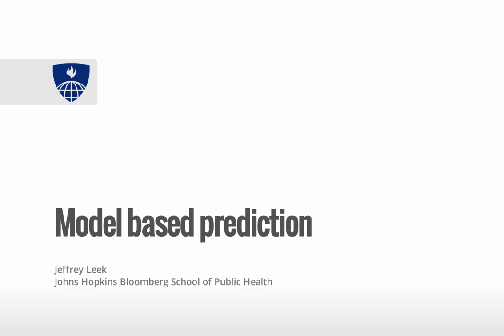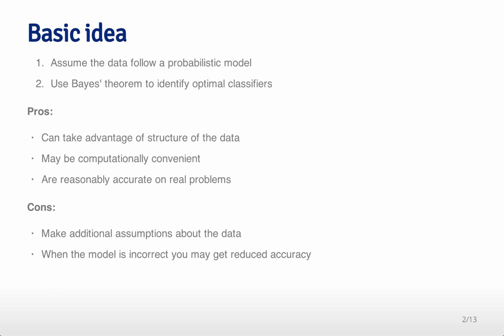This lecture is about model-based prediction. The basic idea here is that we're going to assume that the data follow a specific probabilistic model. Then we're going to use Bayes' theorem to identify optimal classifiers based on that probabilistic model. The advantage is that this approach can take advantage of some structure that might appear in the data, for example, if they follow a specific distribution, and that may lead to some computational conveniences.